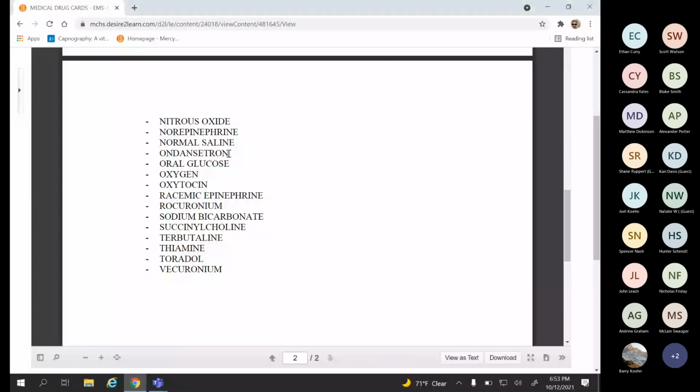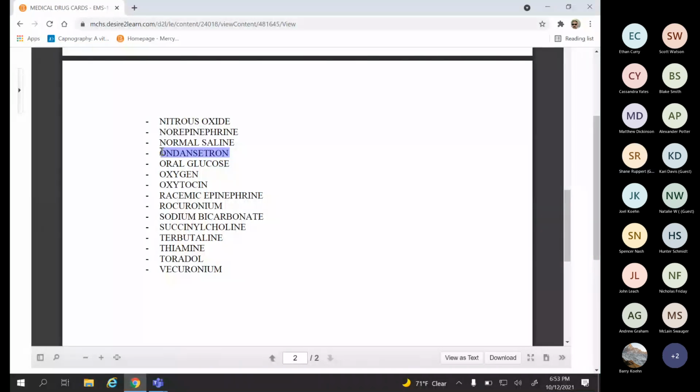All right, Ondansetron, what's our other name for it? Zofran. Okay, what do we use it for? Nausea. Okay, what's our dose? 4 milligrams. I love Zofran.